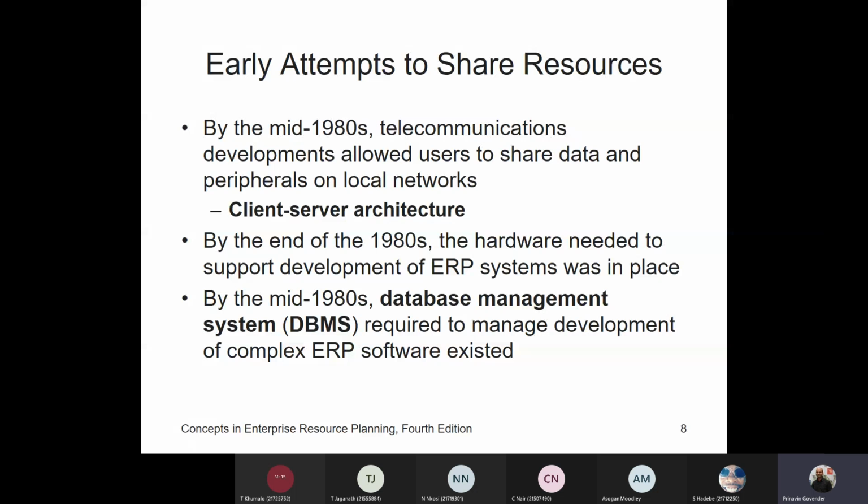So the server was actually responsible for keeping all the data, and the processing capabilities of the client was dependent on how the server would operate. That was a client-server architecture.